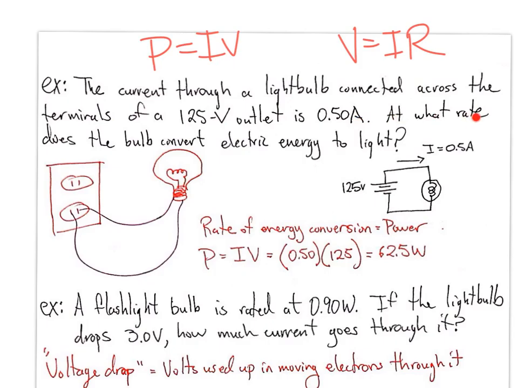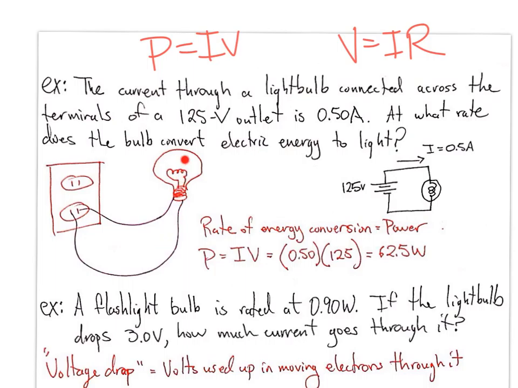Okay. At what rate does the bulb convert electrical energy to light? So at what rate does the light bulb convert electrical energy to light? The rate of energy conversion, energy per time, is power. So the question is asking us for power. We know voltage and we know current.